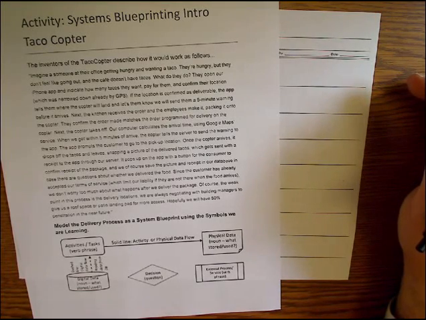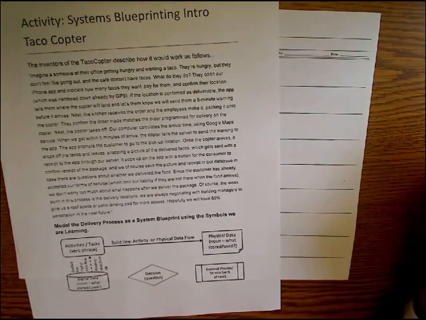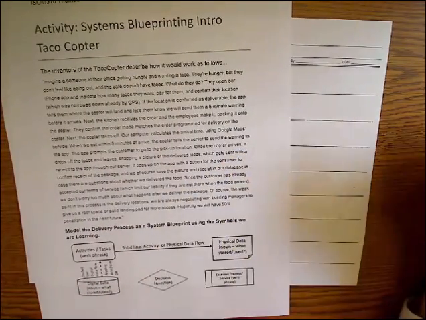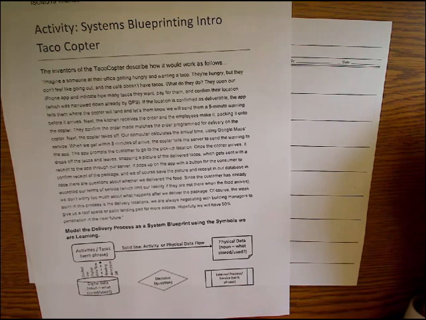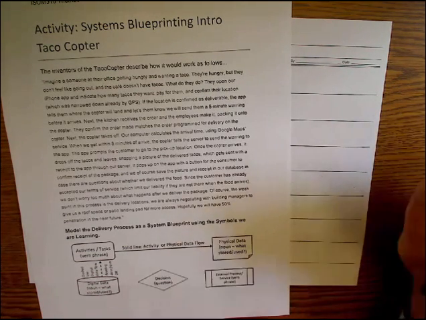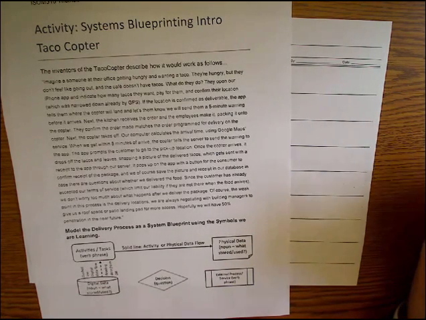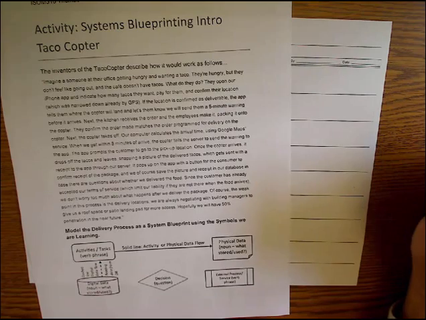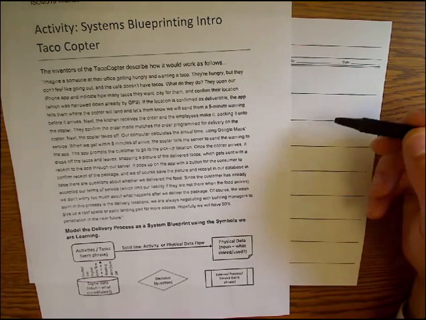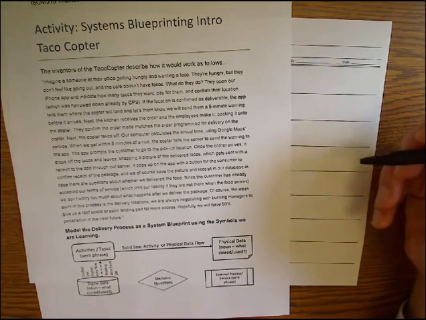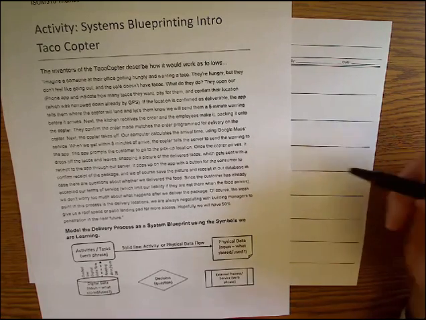Okay, hello. I am about to walk through the process of system blueprinting, the TacoCopter example, for this second tutorial on system blueprinting. This is the second tutorial. Even though I'm going to do it by hand, this is a much more complicated example than the first tutorial. And you're going to see the process I would go through to model something by hand. I want you to pay attention to that.